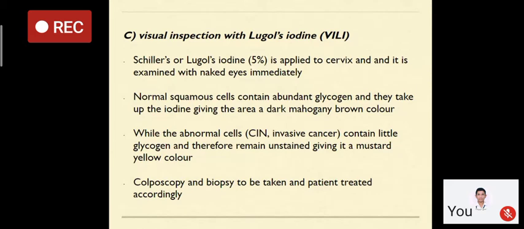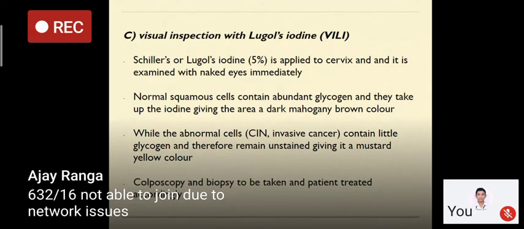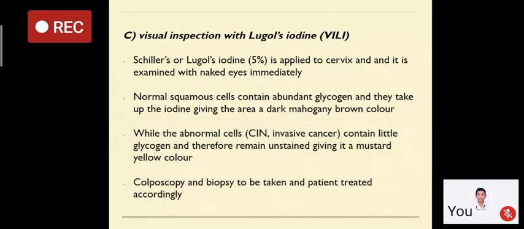Here the abnormal area will become light brown, while the normal area, because normal cells have more glycogen while cancerous cells have more of protein, becomes dark brown. Glycogen is present in normal cell, it becomes dark brown, while the abnormal CIN or invasive cancer contain little glycogen, therefore remain unstained with Lugol's iodine, giving it a mustard yellow color. Normal area will be dark brown, and abnormal will be light brown, mustard yellow. And then we do a colposcopy, means higher magnification, we see the cervix and then take a directed biopsy accordingly, and the patient is treated according to the report we get on histopathology.